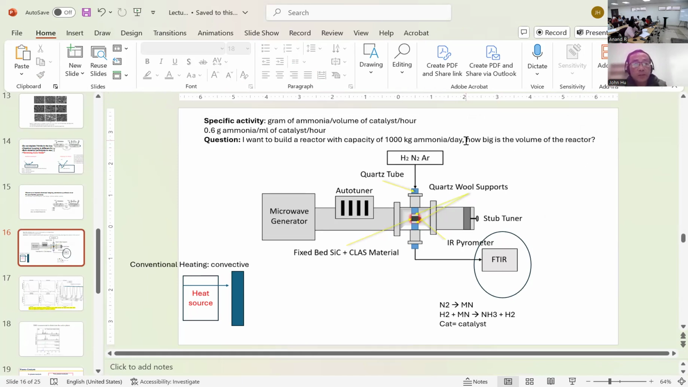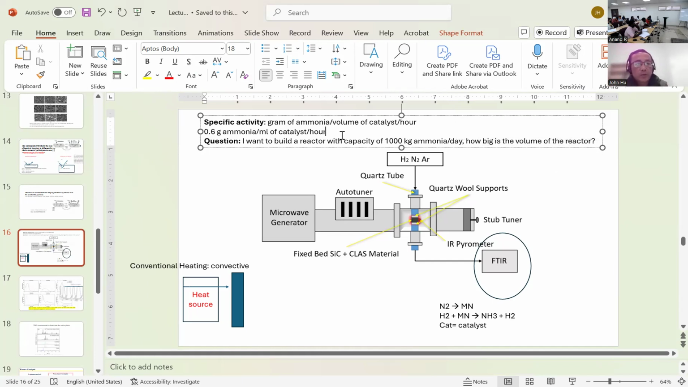Okay, so basically now we need to calculate how big is the volume of the reactor. Now you calculate. So per day, that's capacity. Start the calculation with this data. For simplicity, let's change this to 1.0. Lab data: in 1 hour, 1 ml of catalyst can produce 1 gram ammonia. So as someone just said, in 24 hours, you will produce 24 gram per ml per day. Make sense? Yes.